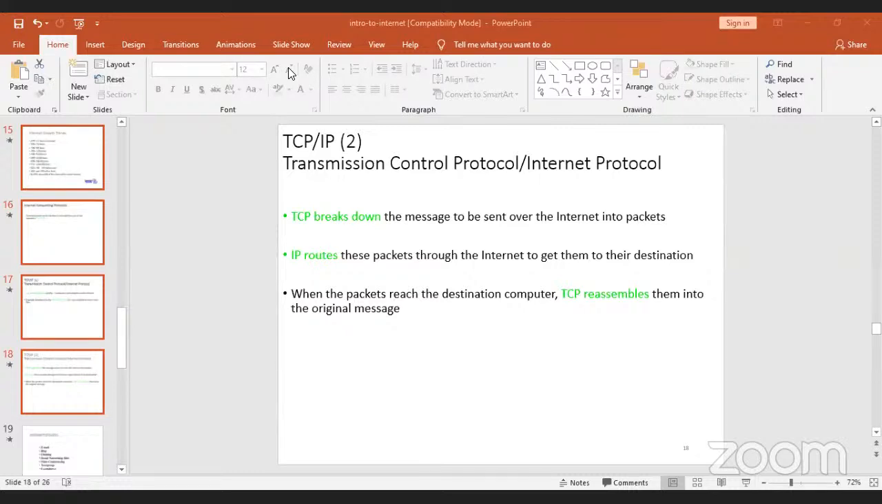That's why the TCP/IP works together. They always work together. When you see them mentioned, they are always mentioned together.